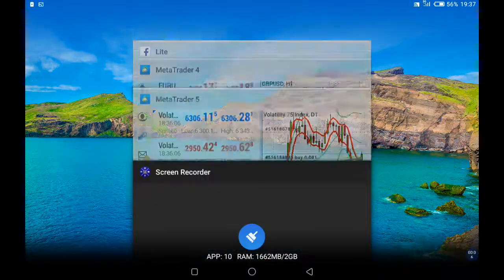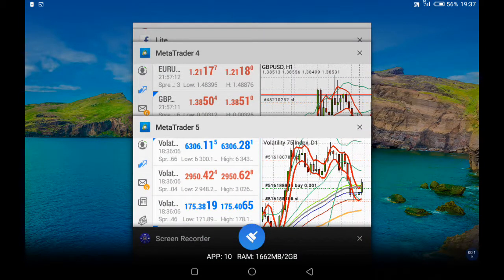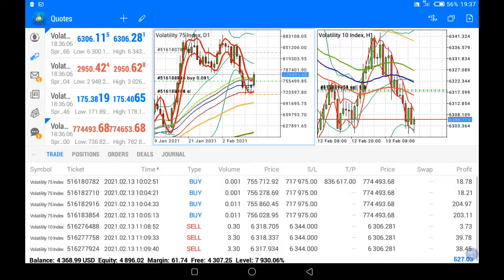I want to talk about volatility index trading versus currency trading. Two variables, right? Which is better, volatility index or forex, or currency trading? So for me, I just want to give my take on this, what I think about it.